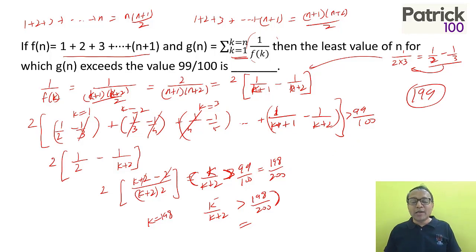How do you get 198? Because k and k plus 2 differ by 2. I'm trying to make a difference of 2 here. 99 and 100 differ by 1, so to make the difference 2, you double it: 198 and 200. If k is 198, both the sides become equal. To make it bigger, you need a value which is bigger than that, which is 199.